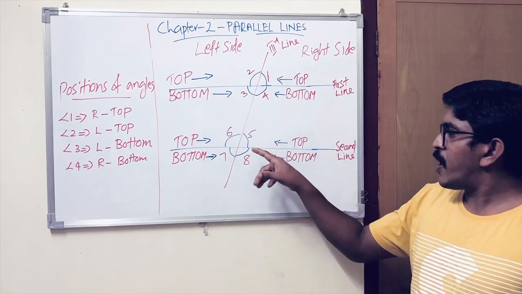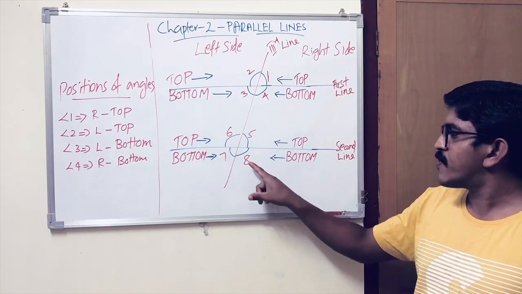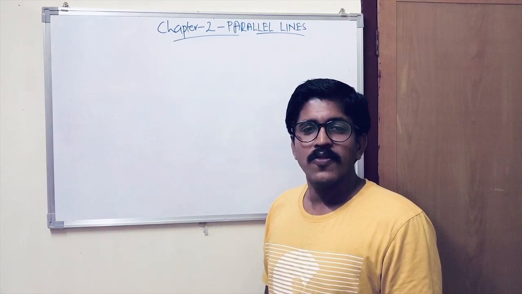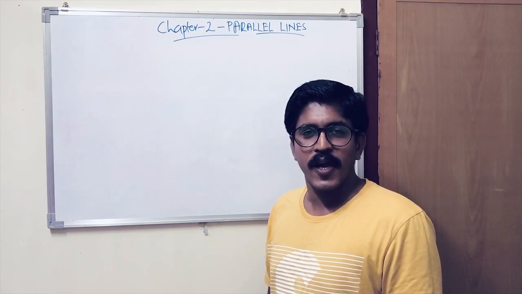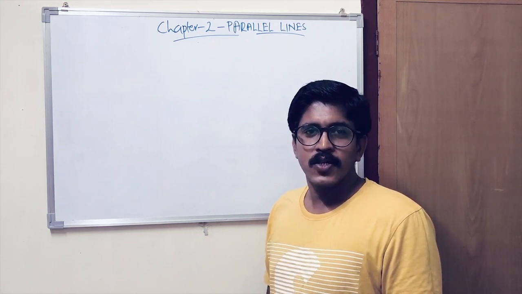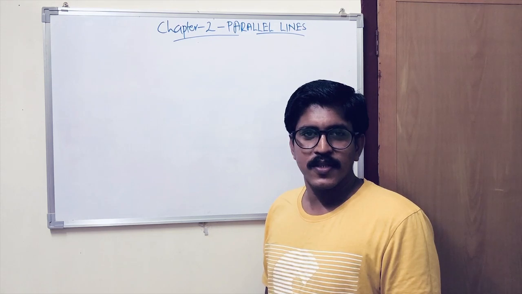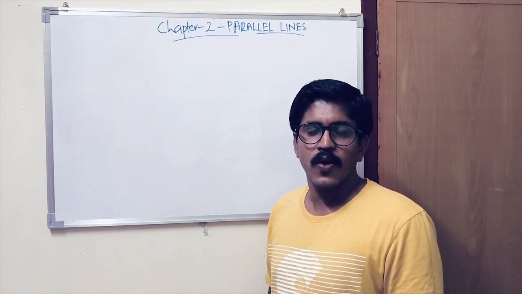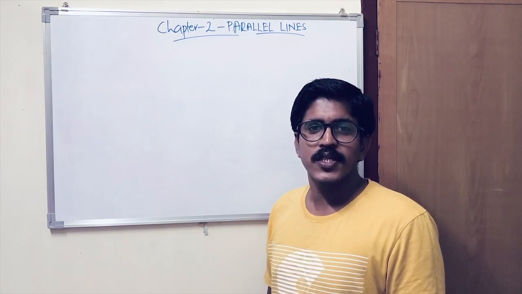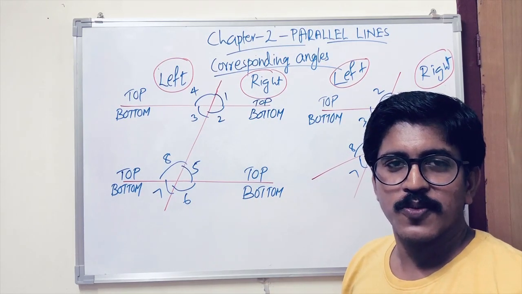In the same way, you can check the positions of angle 5, angle 6, angle 7 and angle 8. In all of these angles, what we do is compare the positions of the angles formed on the two lines. According to the positions of the angles, we name the angles as corresponding angles, alternate angles, co-interior and co-exterior angles. Now we can check the definition of corresponding angle.